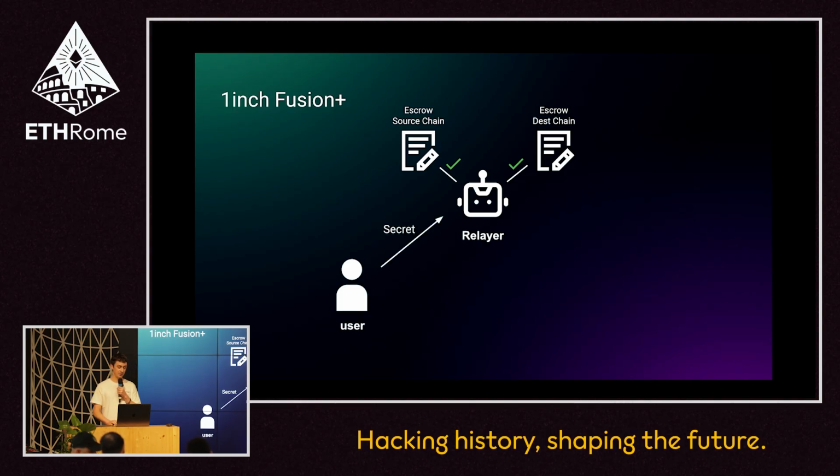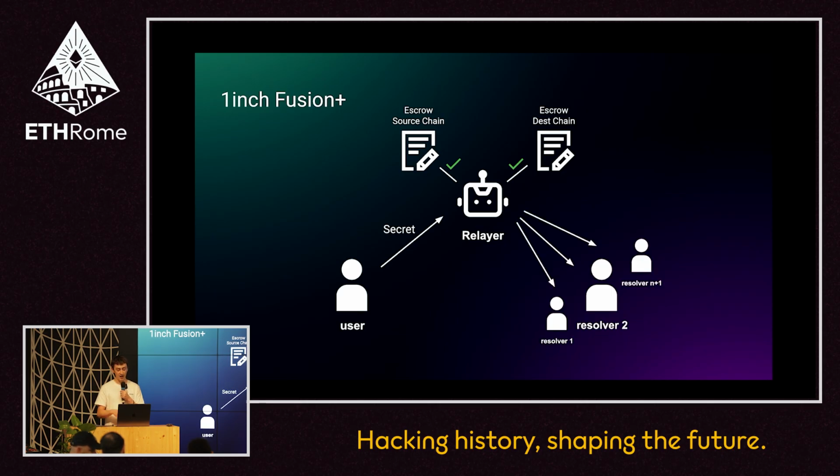It will then reach back out to the user and say, "Hey, now it's time for you to share the secret. The funds look good, everything looks good. Now let's actually get those funds unlocked." So the user shares the secret with the relayer, and the relayer then passes that secret on to the resolver. This is the original counterparty who started this whole cross-chain swap for the user. It will also share this secret with all of the other resolvers.